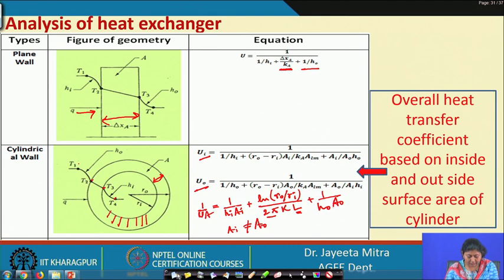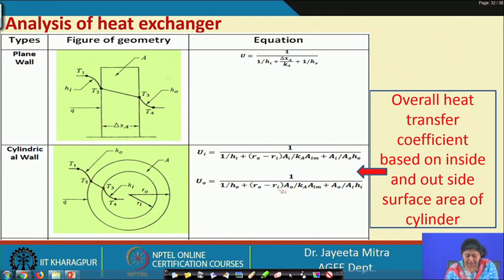Now, if we want to express it based on the outside surface area, that time we will multiply this one by H_I A_I plus (R_O minus R_I) into A_O, 1 divided by K A_LM. A_LM into A_O will be cancelled. So, this side 1 by H_O will be there, and here 1 into A_O by A_I H_I will be there. Okay.